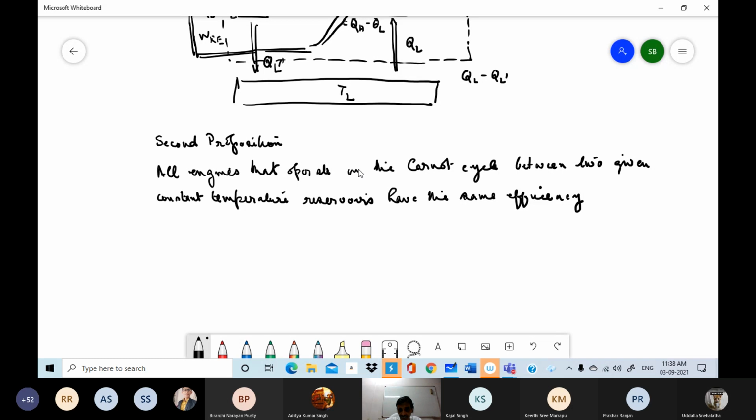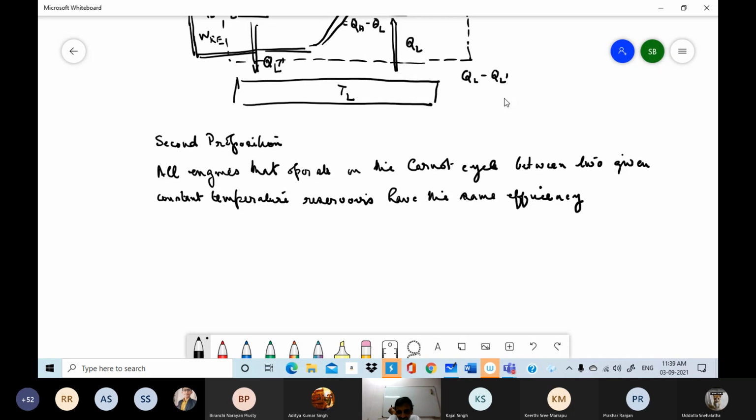All engines that operate in the Carnot cycle between two given constant temperature reservoirs have the same efficiency. So the proof is very similar to the proof for the first proposition. Whichever has higher efficiency, you put in place of the irreversible engine and use the same argument, you'll again run into the same complication. So therefore, if you have two reversible engines operating between two reservoirs, they must have the same efficiency.